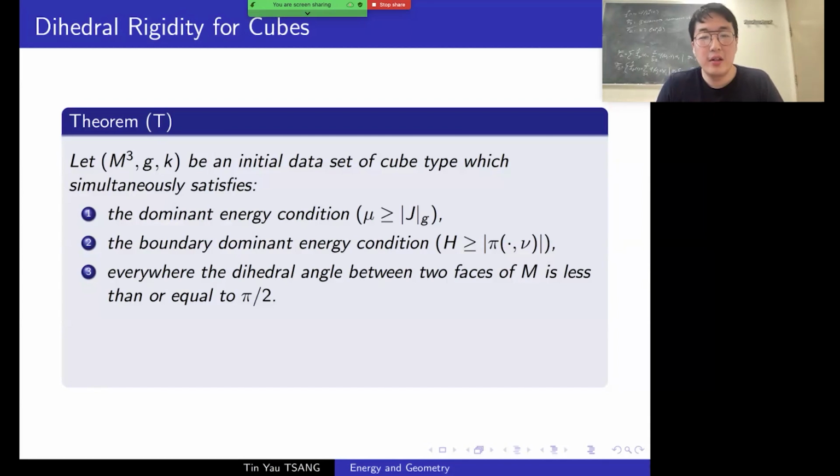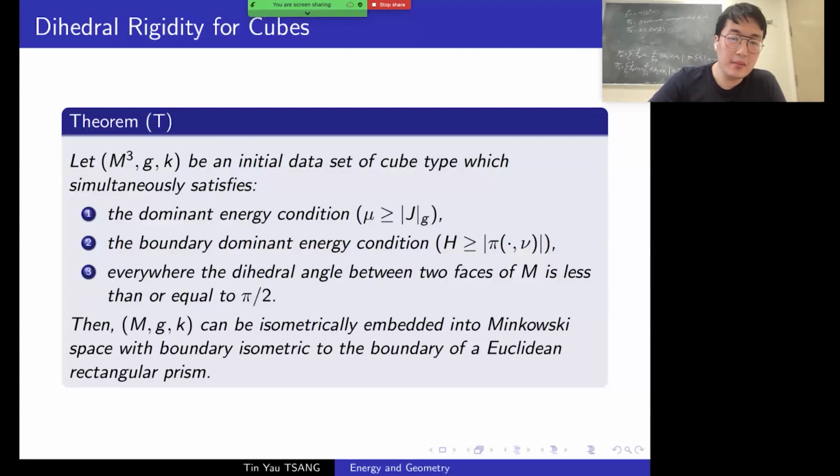So first of all, in the interior, the dominant energy condition is holding, and the boundary dominant energy condition is satisfied on each face, and we have to assume the diagonal angle is less than or equal to pi over 2. Then indeed, it can be embedded into Minkowski space. Moreover, the boundary is actually isometric to the boundary of a Euclidean rectangular prism.